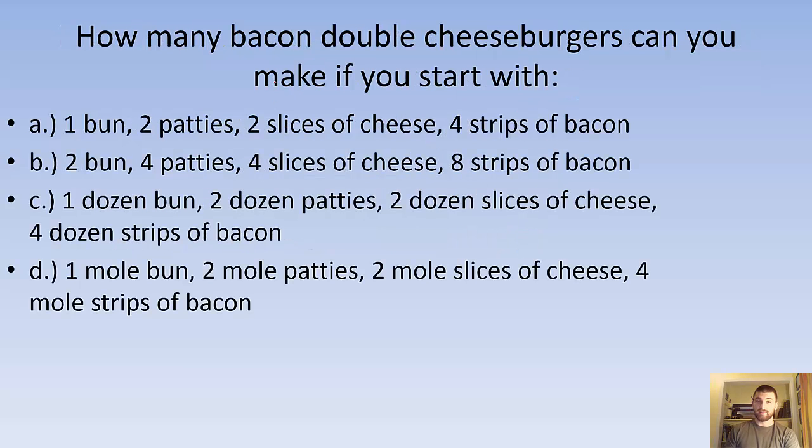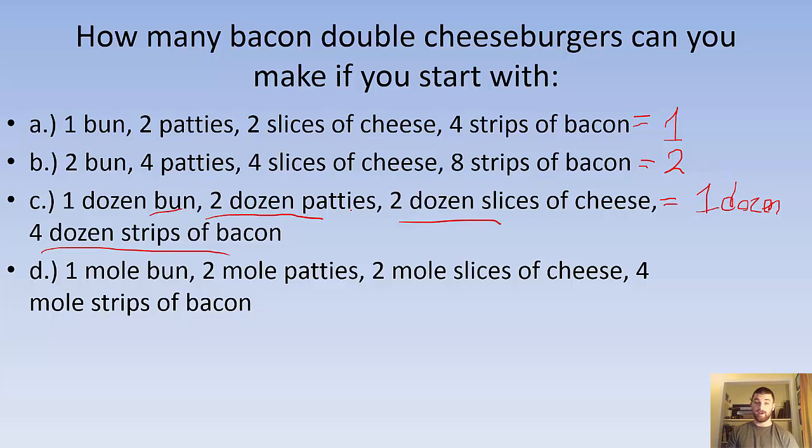All right. So, question: how many bacon double cheeseburgers can I make if I start with one bun, two patties, two slices of cheese, and four strips of bacon? Hopefully, you realize that's a recipe for just one bacon double cheeseburger. The next one, if I have twice as much stuff, I have two buns, four patties, four cheeses, and eight strips of bacon, I can make two. If I have a dozen buns, 2 dozen patties, 2 dozen slices of cheese, and 4 dozen strips of bacon, I can make 1 dozen.